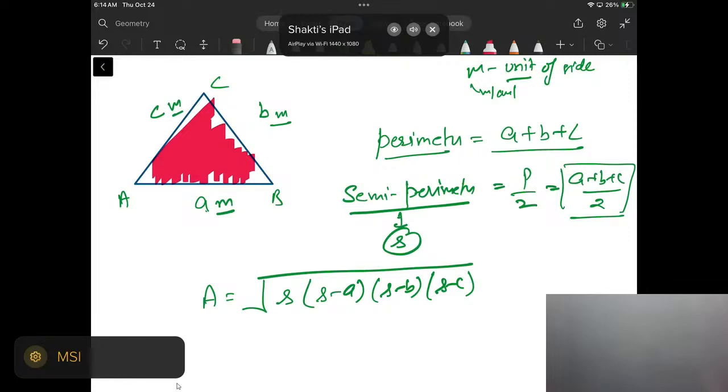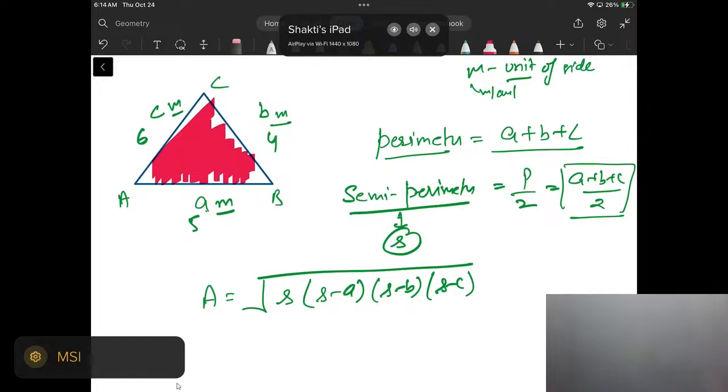Now let's take the value of this side as 5, here we have 4, and here we have 6. Now we need to compute the area of this triangle. Again, the unit of the area will always be the square of its length unit mentioned here.